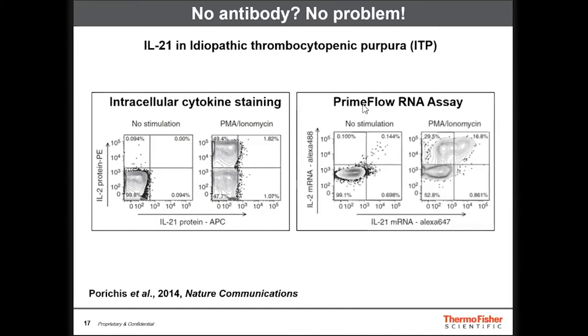And so to get their paper published, rather than waiting around to test a ton of different antibodies, they turned to PrimeFlow as a workaround for that. Here they're looking at, instead of protein, IL-2 mRNA, and then that IL-21 mRNA probe in place of the antibody. And now when they do the stimulation, you can see not only do they see a nice IL-2 signal, but they're also able to pick up IL-21 positive cells as well here.